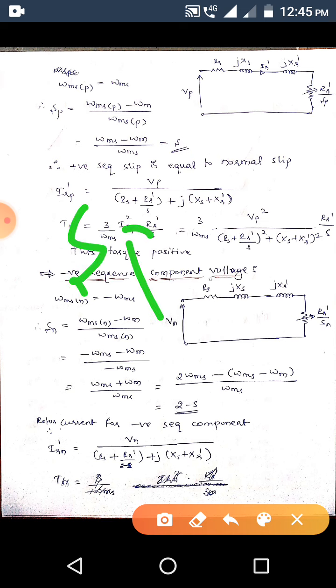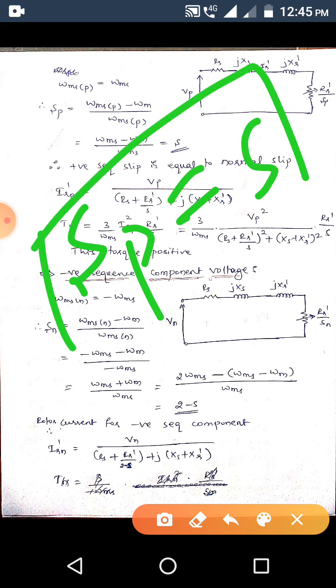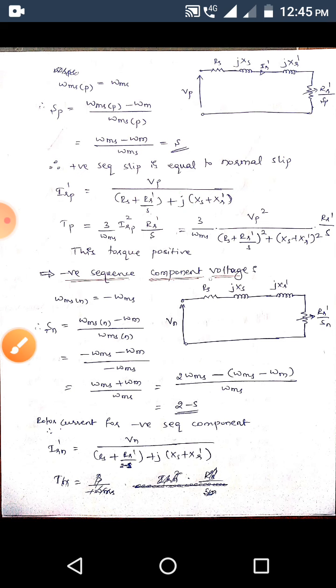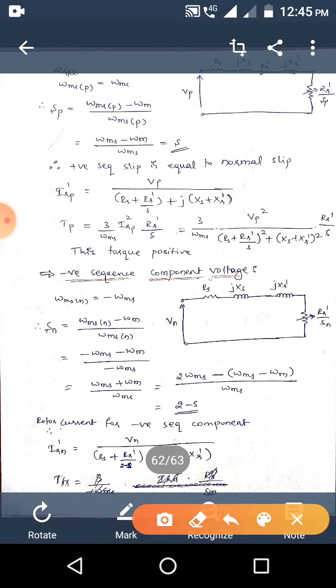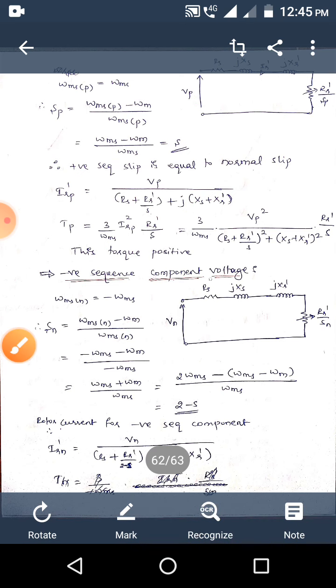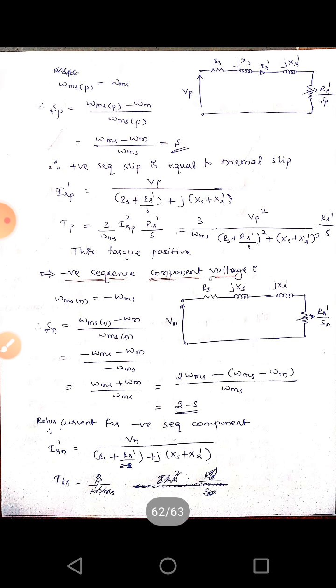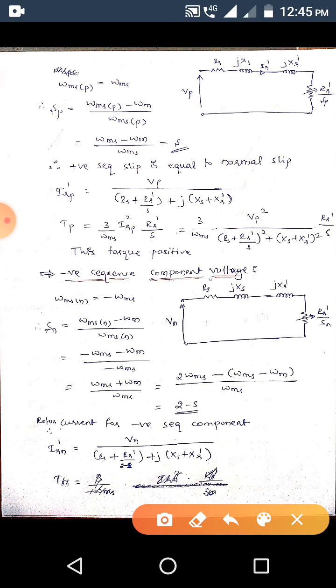Okay, that is Sp is equal to s. So in the first (positive) sequence component voltages, we are going to achieve the slip equal to the normal slip here. Okay, so then write the positive sequence rotor current here. So Ir prime is equal to Vp divided by Rs plus R prime divided by s plus j (Xs plus Xr prime). Okay, then similarly write the positive sequence torque equation.